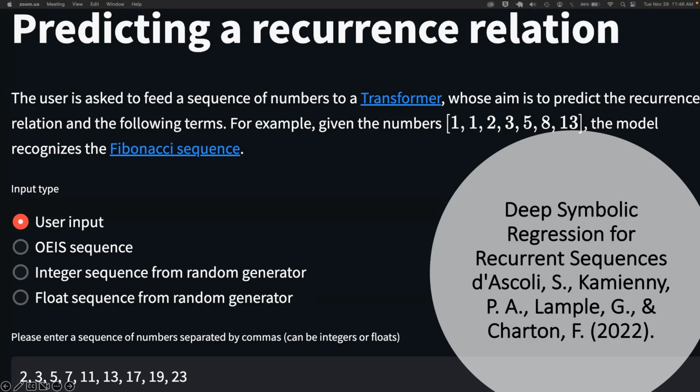And if you see the plot, the prediction is the black line and the prime numbers are the red dots. You can see that it's not too bad, right? The prediction is pretty good. So that is the idea of symbolic regression.